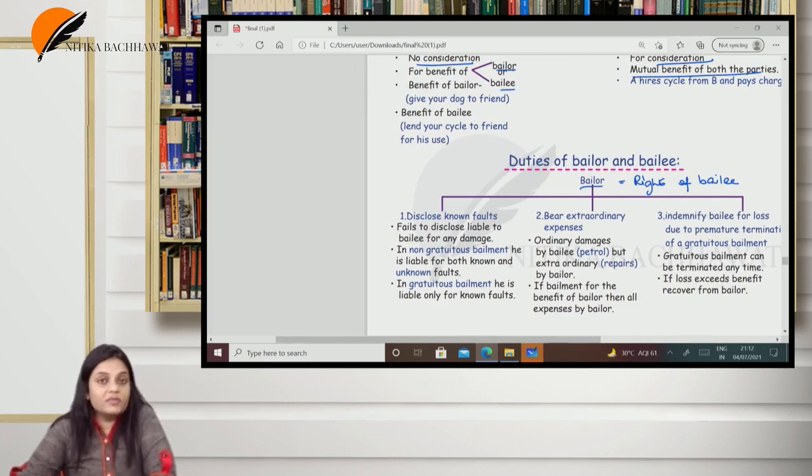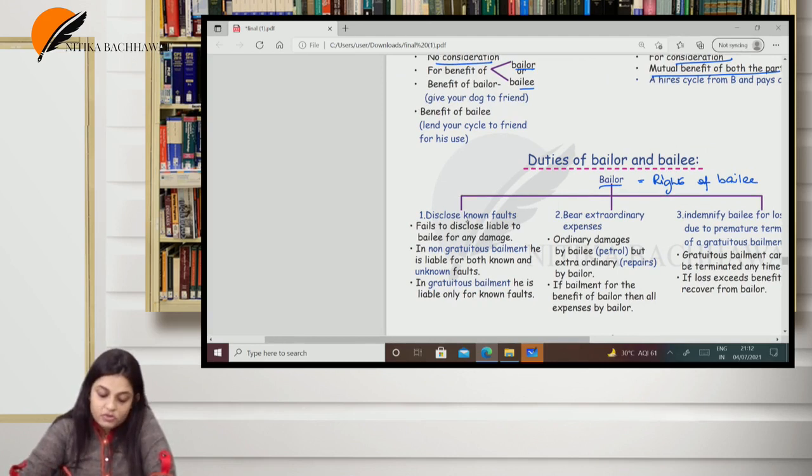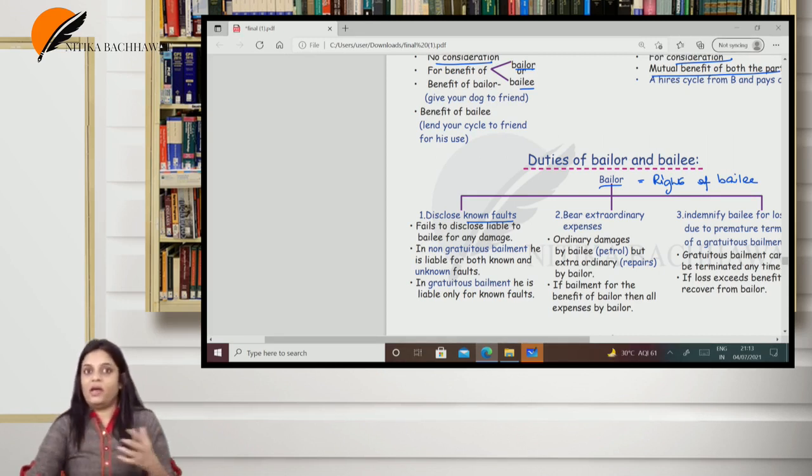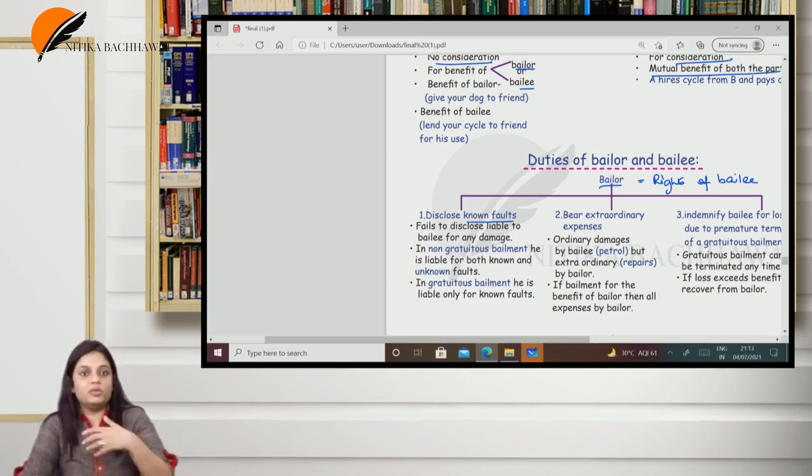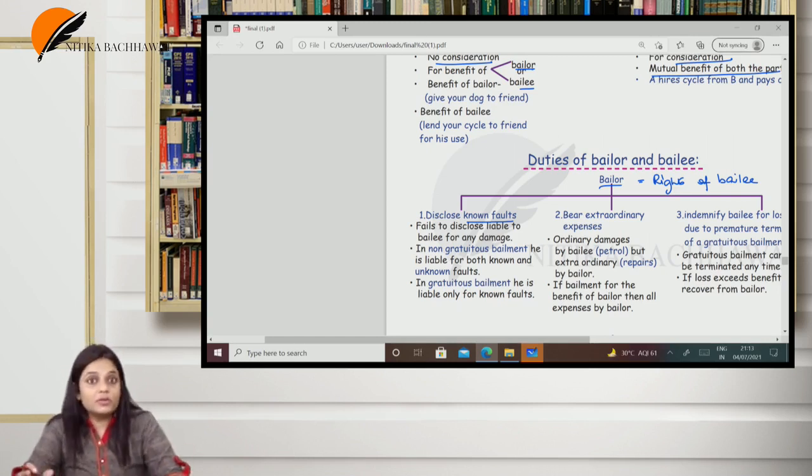What are the duties of the bailer? The first duty is to disclose the known faults. If I am giving you my goods and there are some defects in the goods, I am supposed to inform you. My puppy is vicious. If someone touches his head, he fires up. He's ready to chew the other person down. So I should inform this.